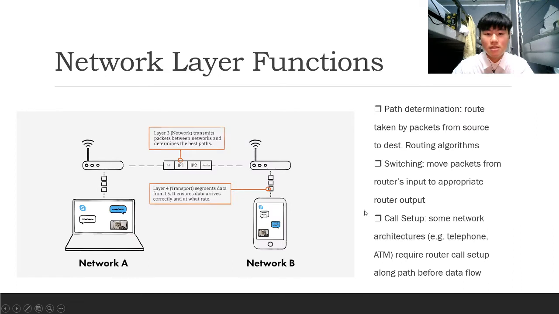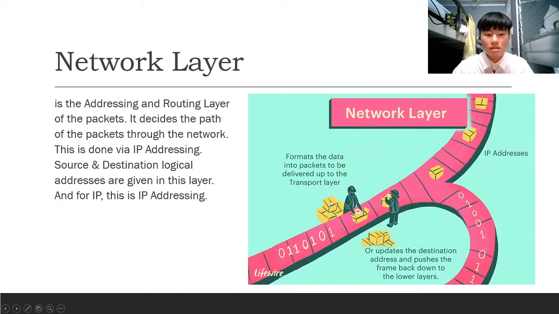Okay, so to support routing, the network layer maintains logical addresses such as IP addresses, and it also manages the mapping between these logical addresses and physical addresses.